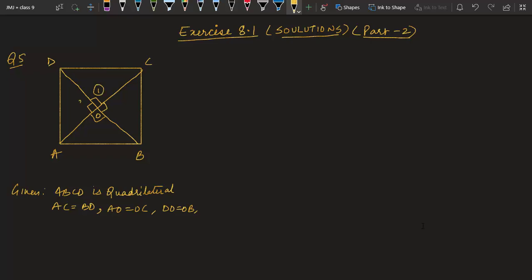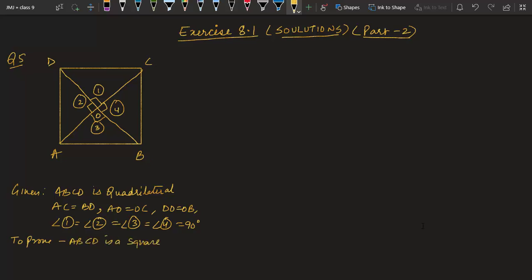Let me call them 1, 2, 3 and 4. Naming them makes it easy, because saying DOC, COB is quite confusing. So angle 1 equal to angle 2 equal to angle 3, angle 4 is equal to 90 degrees. It is also given to us. We have to prove that ABCD is a square.